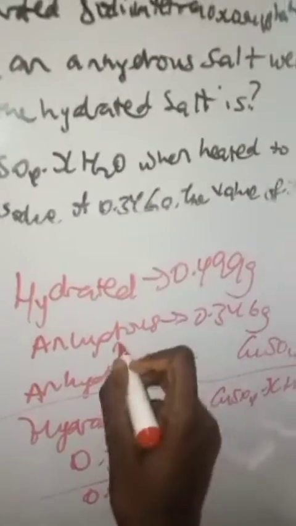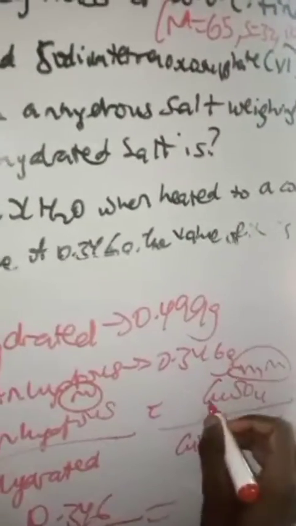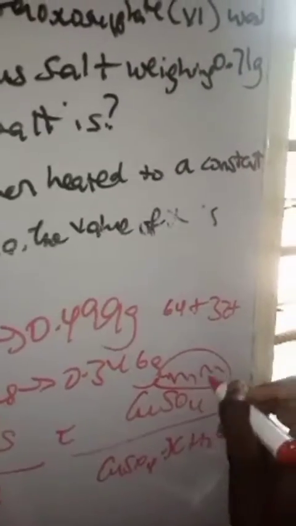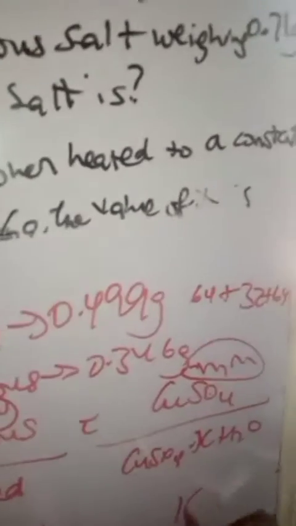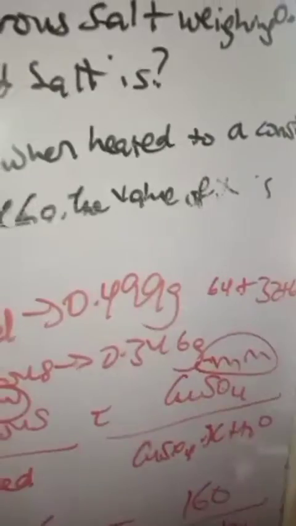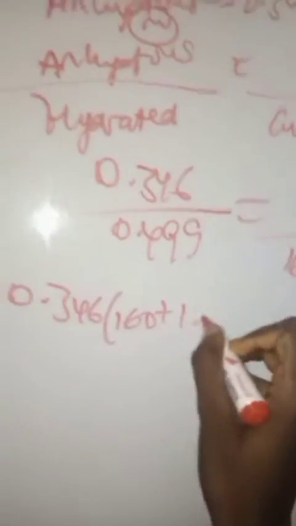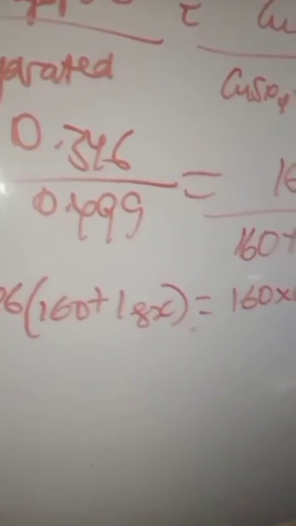I said mass for the left, molar mass for the right. Cu, that's 64, plus sulfur is 32, plus oxygen is 16 times 4, that's 64. You get it now. So add it up, you get 160. So CuSO4 is 160, plus 18x. So multiply: 0.346 into brackets 160 plus 18x is equal to 160 times 0.499.